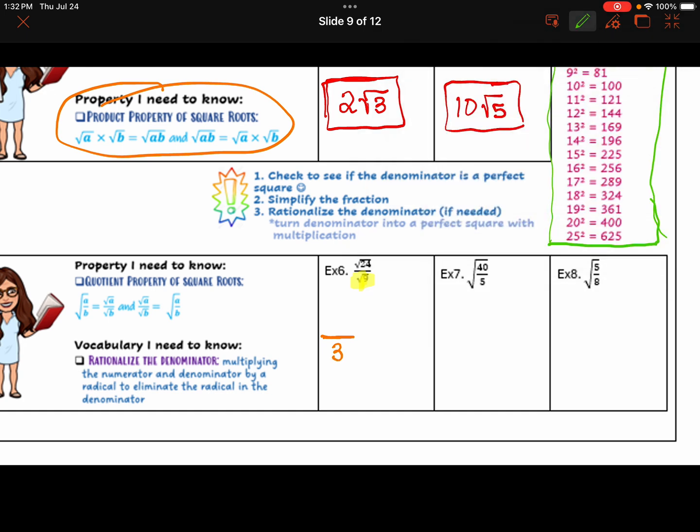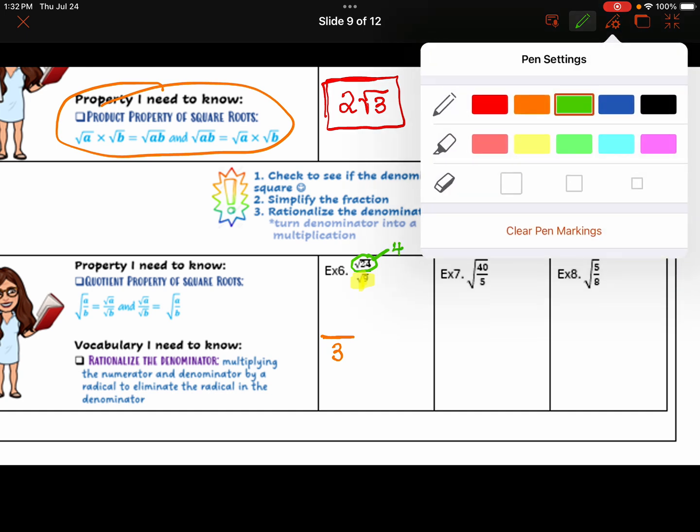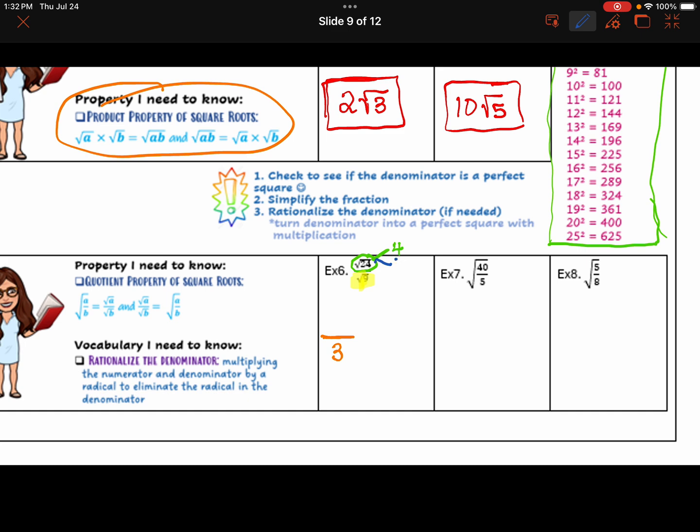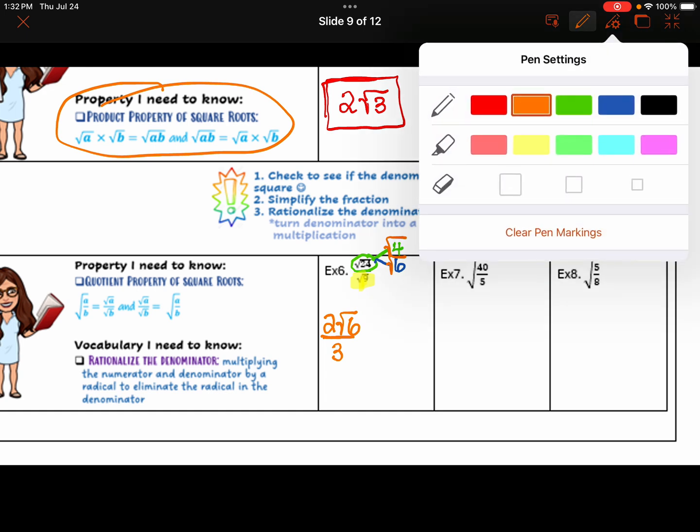But now I need to come up here, and I've got radical 24. And I know that radical 24 is the same as 4 times 6. And again, I'm just taking the square roots of each of those. And so the square root of 4 would be 2, and then I've got radical 6. Okay, and now to decide if I'm done or not.